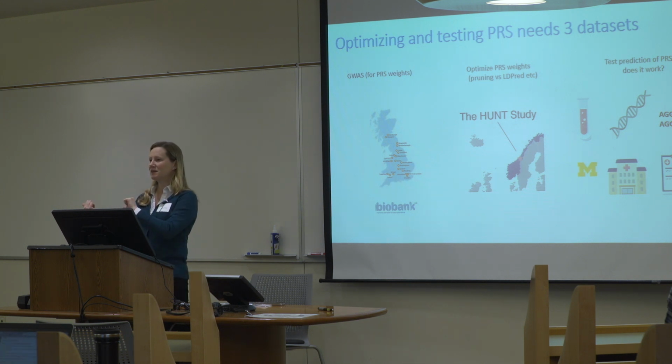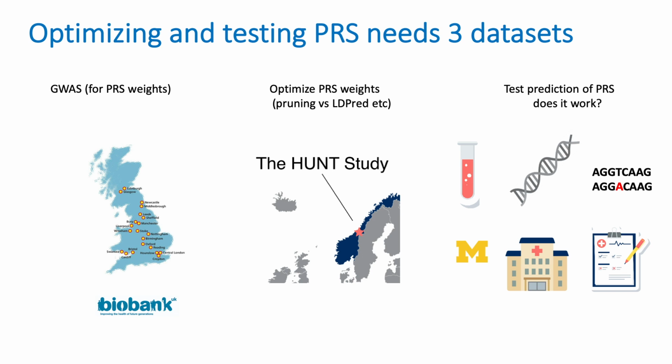And then lastly, once you've decided on your weights and your optimized model, you need to test the prediction in a 3rd independent data set. And that's where we've been using MGI in our lab. So for example, your GWAS weights might come from UK Biobank. We optimize the weights in study sample number 2, another study we work with, and then you can test them in MGI study number 3.